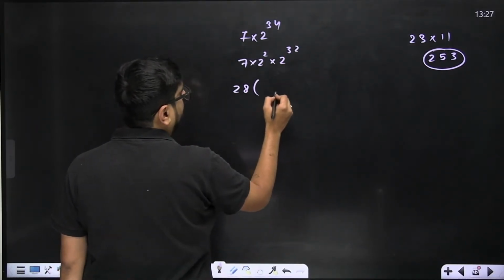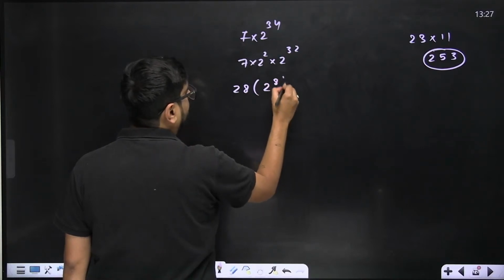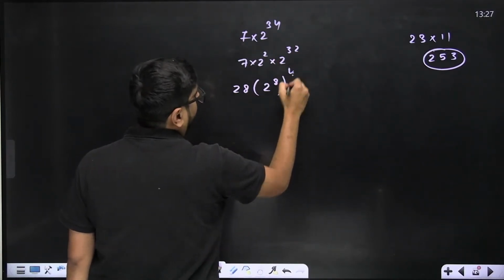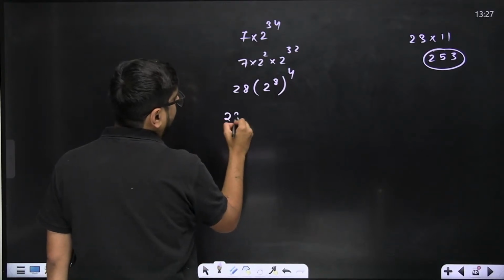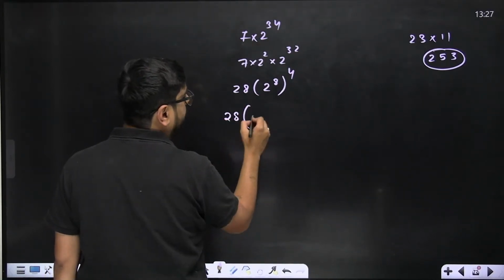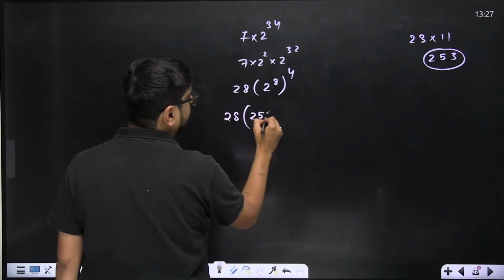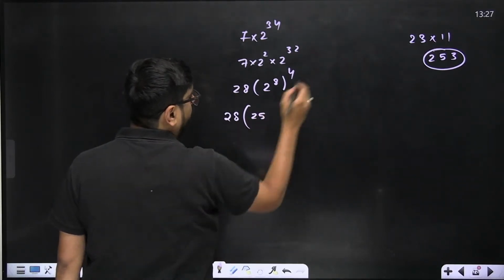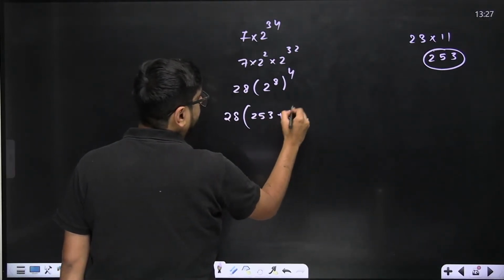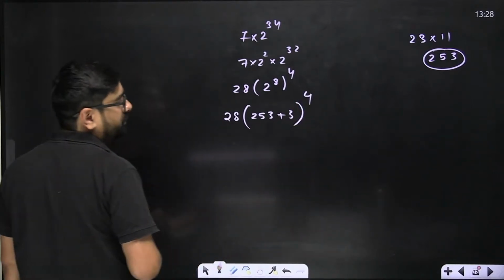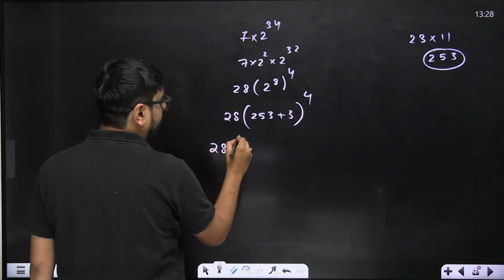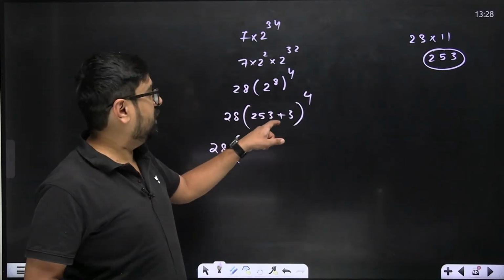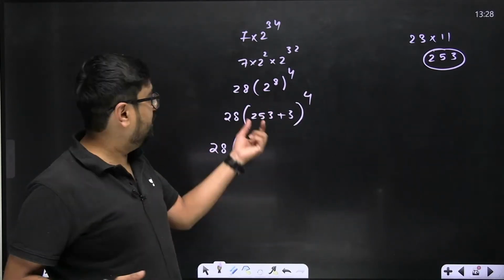So 2 to the power 32. Now we can write it as 2 to the power 8 to the whole power of 4. Correct? Now 2 to the power 8 is 256, or we can write 253 plus 3. We want to use the multiple of 23, so (253 + 3) to the power 4. Right. Now in this expansion, 4C0, 4C1, 4C2 and 4C3 terms will be divisible by 253.